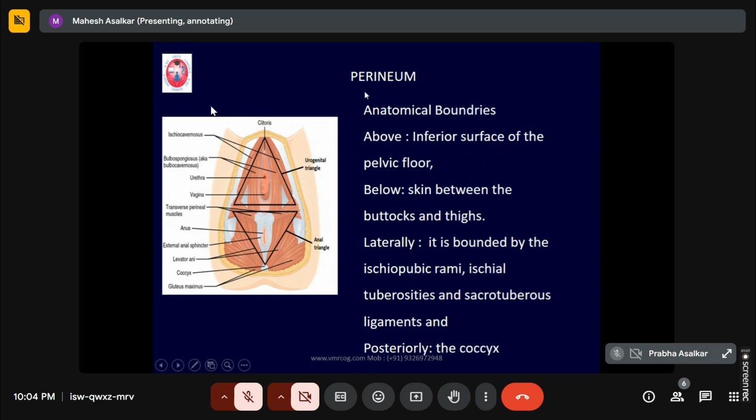Okay. Now, what are the boundaries? Let's see the anatomical boundaries. Above, there is the inferior surface of the pelvic floor. Below, it is the skin between the buttocks and the thighs. Laterally, it is bounded by the ischiopubic rami, ischial tuberosities, and sacrotuberous ligaments. And posteriorly, it is the coccyx. So, these are the boundaries of the perineum.